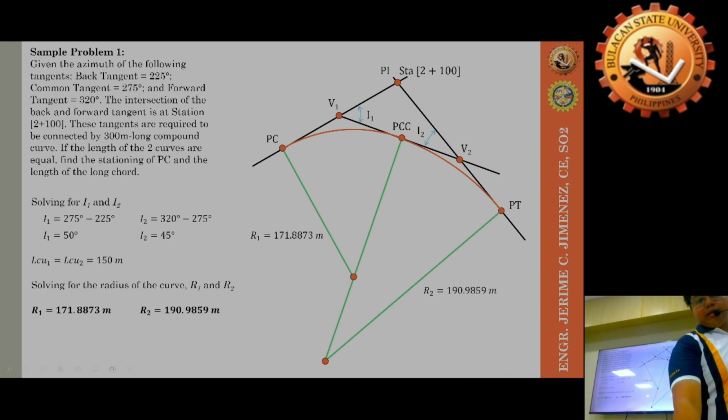So, next statement. Ano yung hinahanap sa atin dito? So, hanapin daw natin dito yung stationing ni PC, which is ito. Okay? So, madali lang naman yan, no? Sabi natin, so from point of intersection or from the vertex, bababa ka papunta sa point of curvature para makuha mo si station PC. Okay?